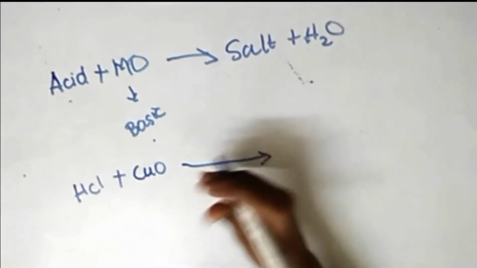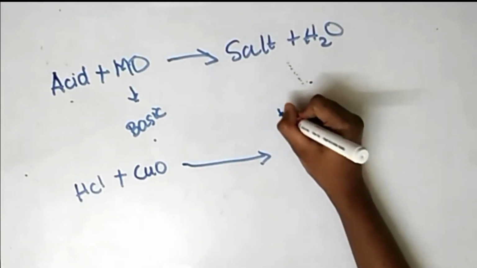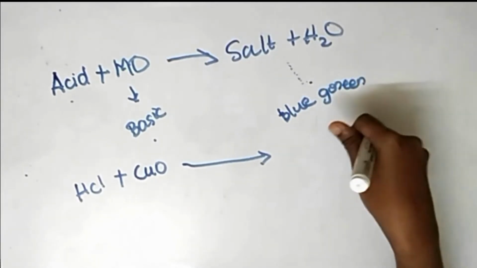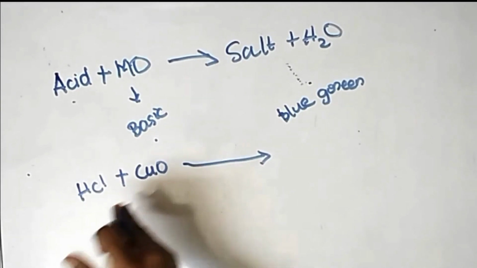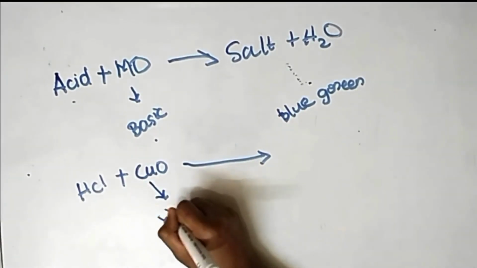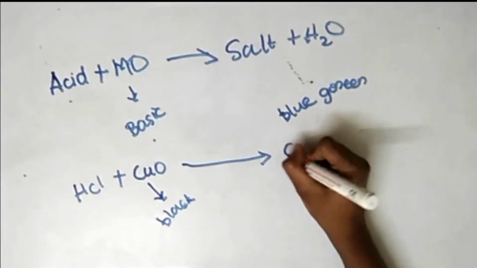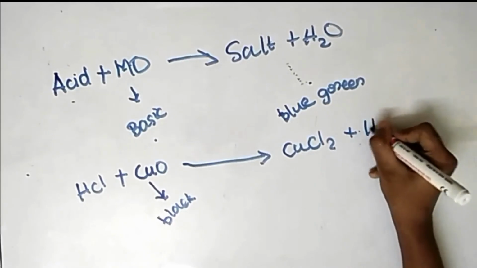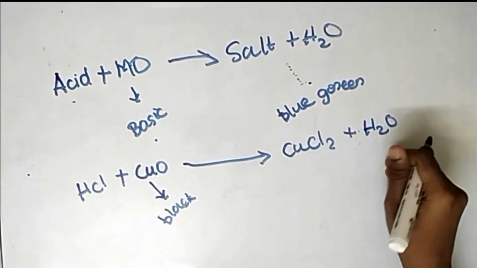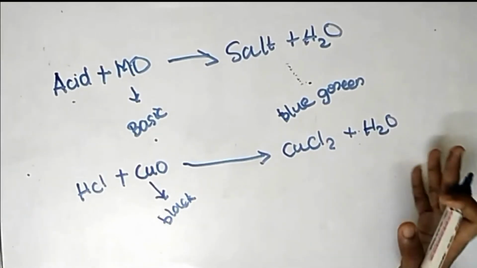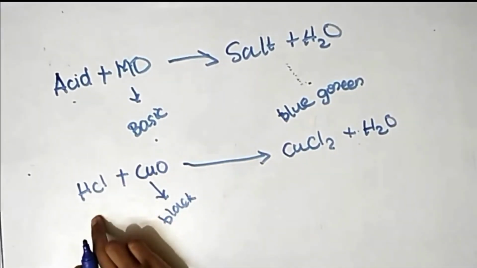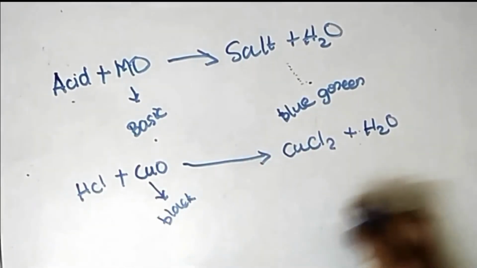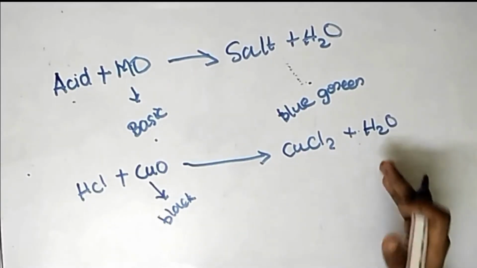When HCl reacts with a basic metal oxide, we can take the example CuO, copper oxide. We can see that the solution becomes blue-green in color. That is, when hydrochloric acid reacts with copper oxide, which is black in color, it forms copper chloride, CuCl2, plus water, which gives you the blue-green color. So in this reaction, when the acid reacts with the metal oxide that is basic in nature, neutralization happens and a salt and water are formed.